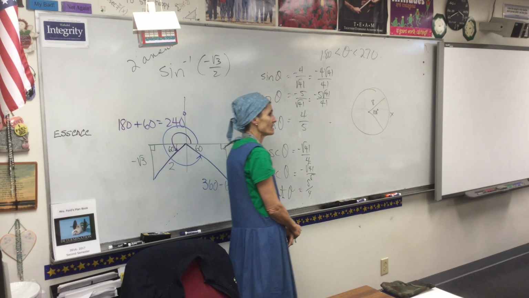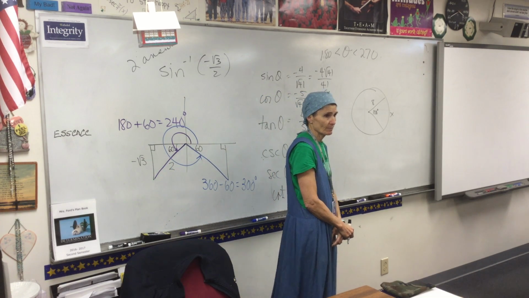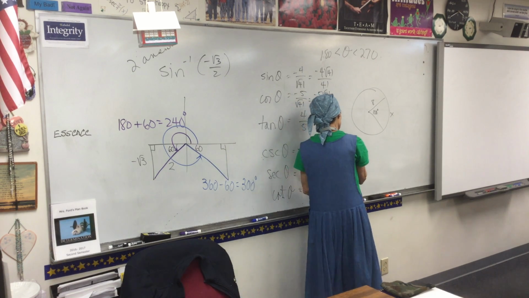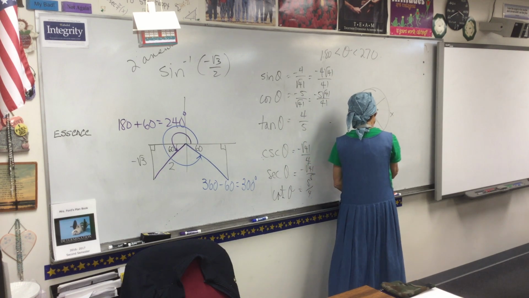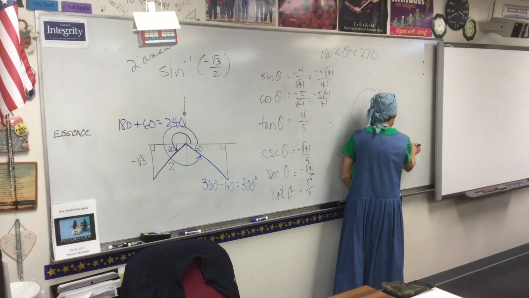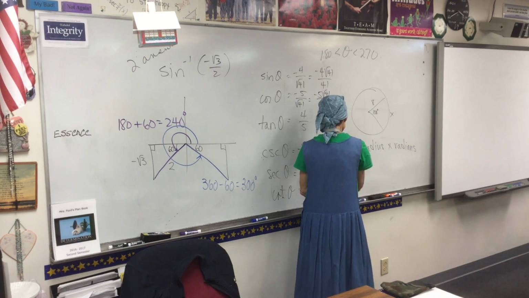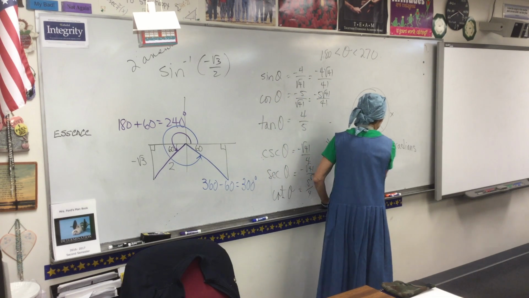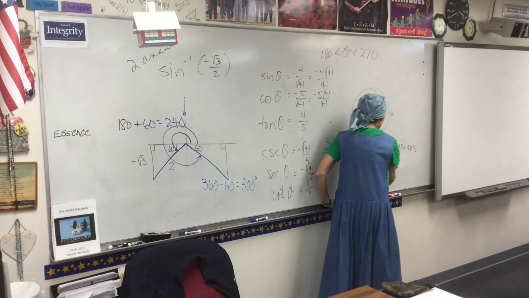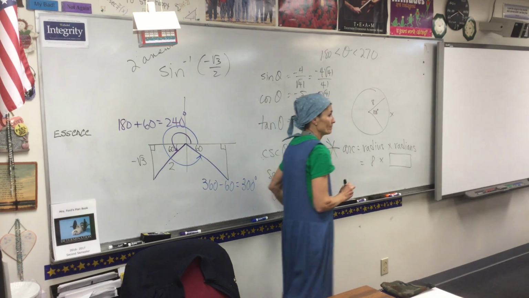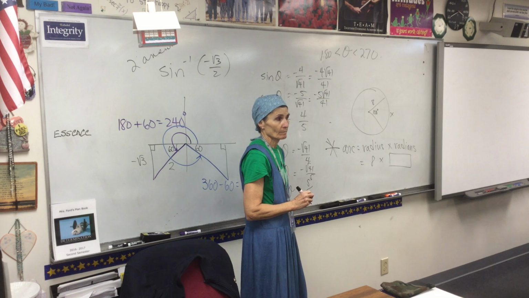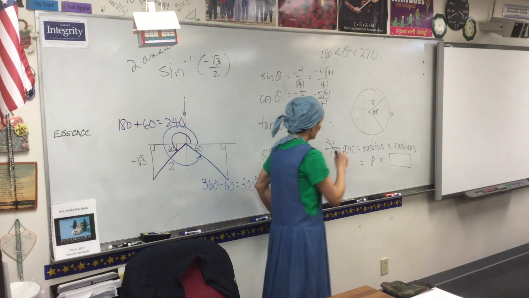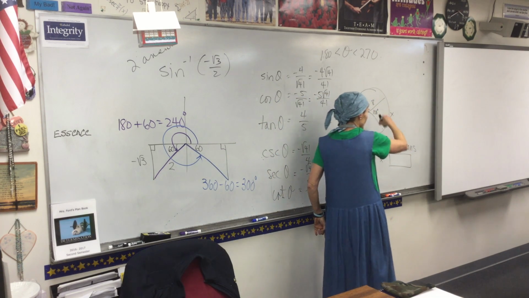So the minute it says find the arc length, what's going to pop into your head? Exactly. Radius times radians. And this is where the answer's coming from. Okay? Now we know the radius is 8. But we don't know that, right? So what are we going to do? We're going to change that into a radian measure.